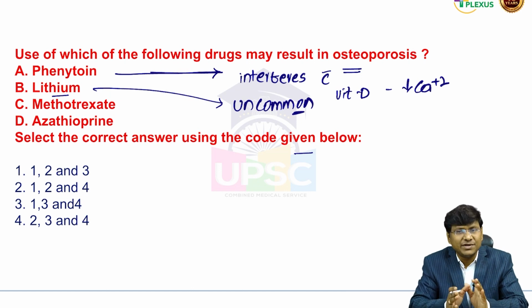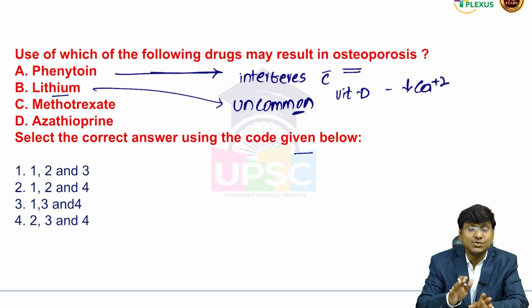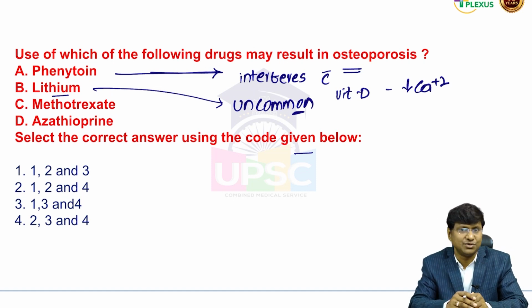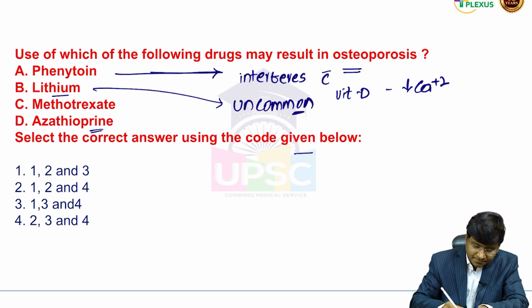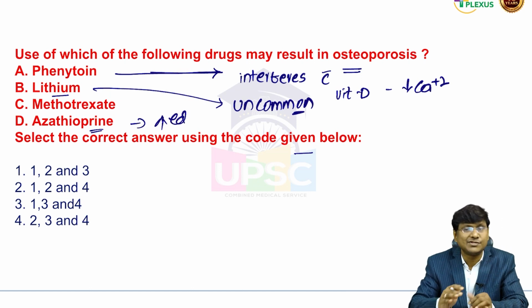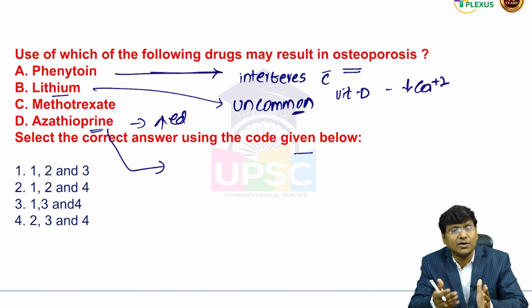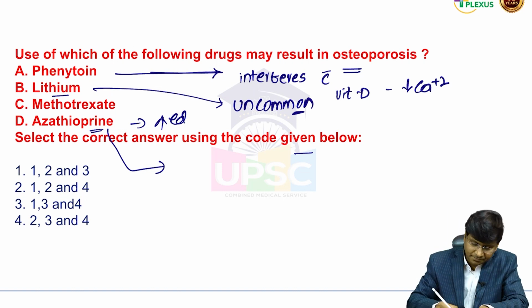Whereas methotrexate, it is an immunosuppressant drug, and this methotrexate will also cause osteoporosis, right? Sorry, where is this methotrexate used? It is used in the treatment of rheumatoid arthritis, and this can contribute to bone loss as well as osteoporosis. And you take azathioprine. Azathioprine is also an immunosuppressant drug, and this is also associated with increased risk of osteoporosis. Whenever you use this azathioprine for a long term, that will interfere with the bone metabolism, right? That will interfere with the bone metabolism.